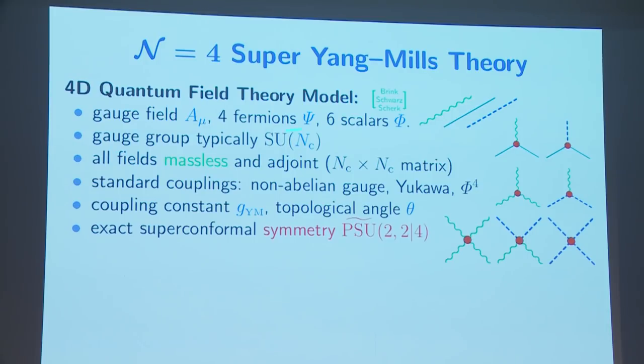But there are some particular features about these fields, namely all of them are massless. And all of them are in the adjoint, so everything is just an N by N matrix. All these fields. So here we arrive at the matrices.